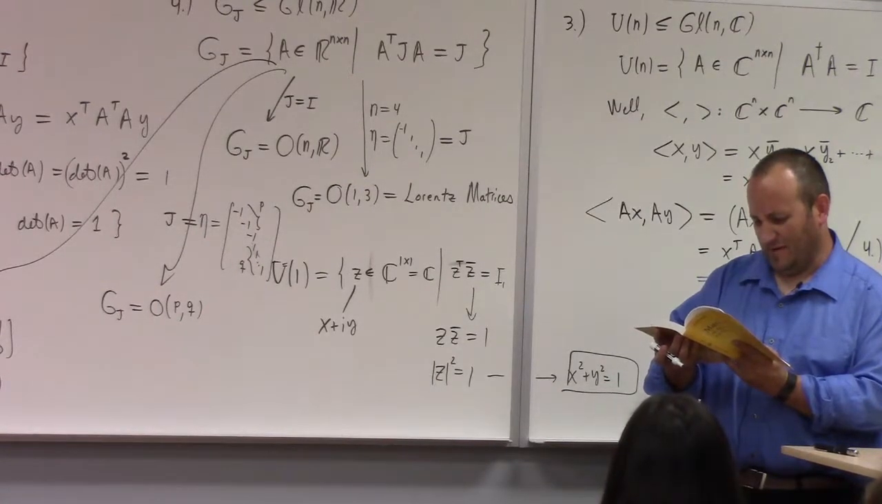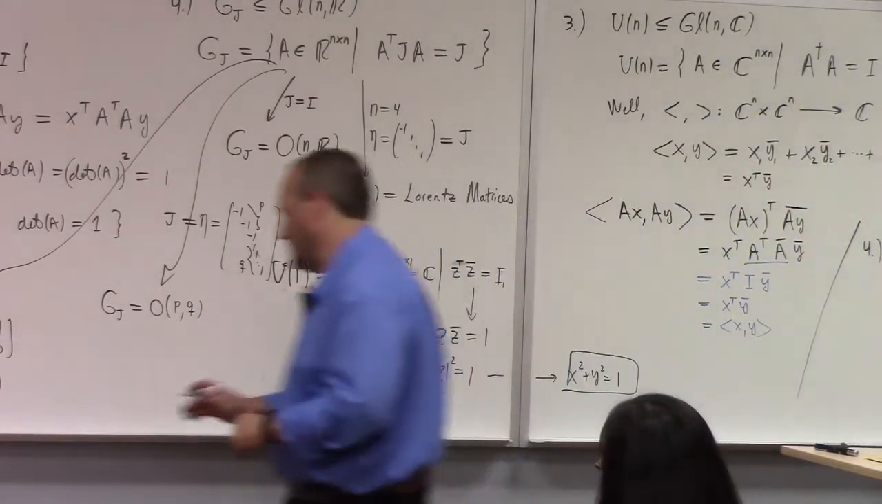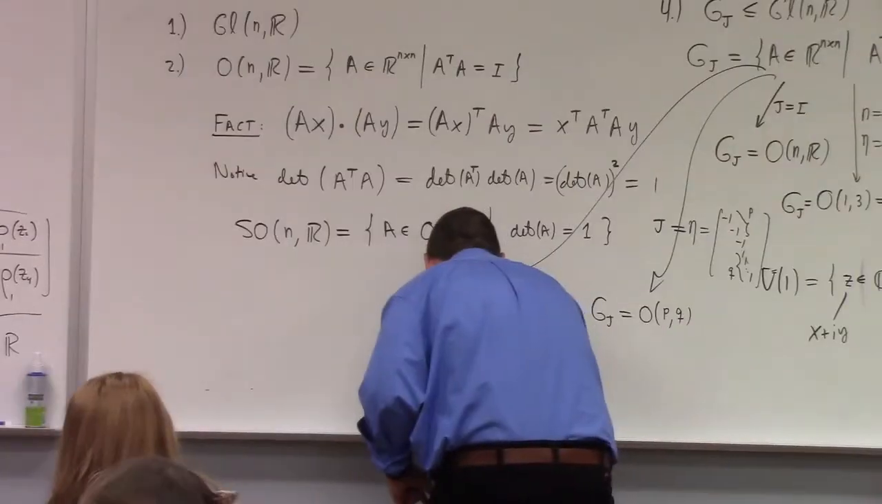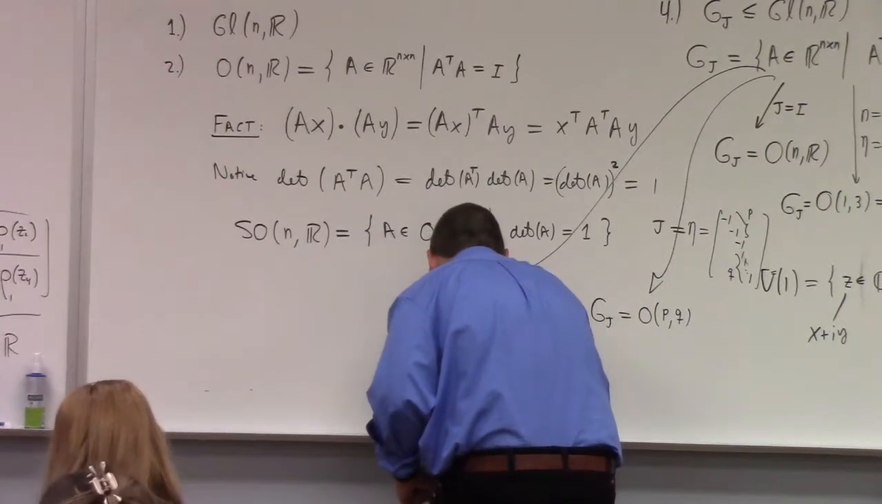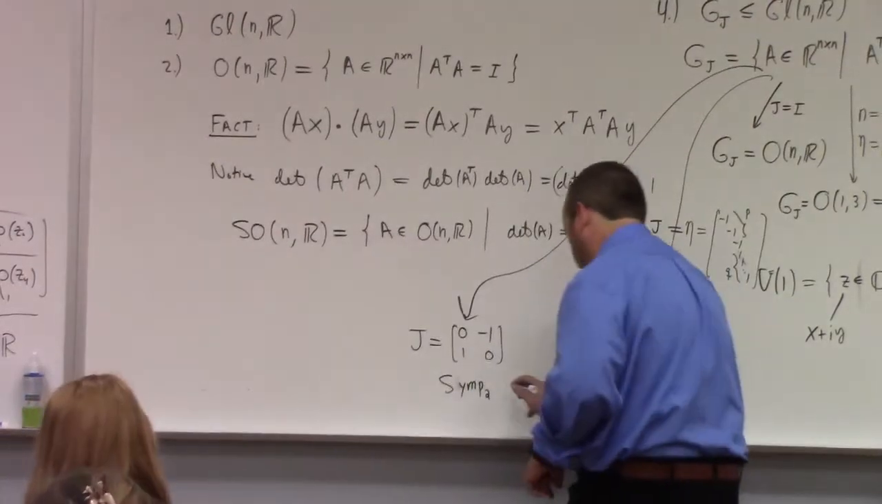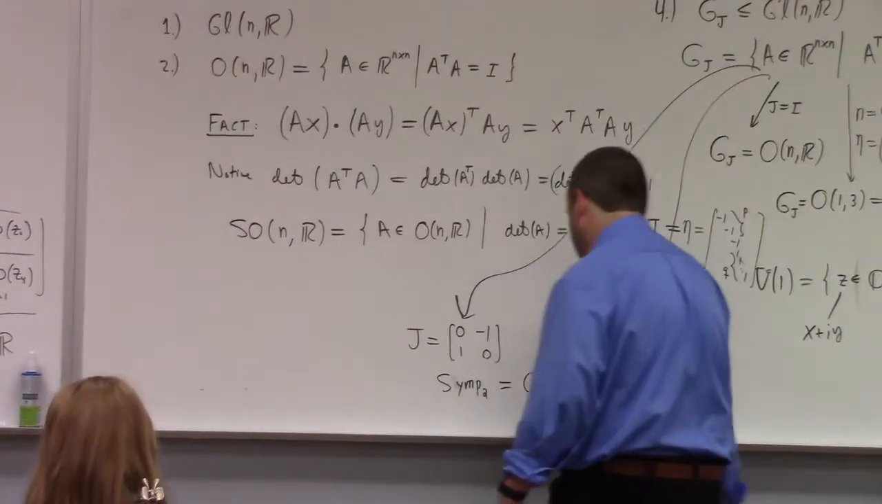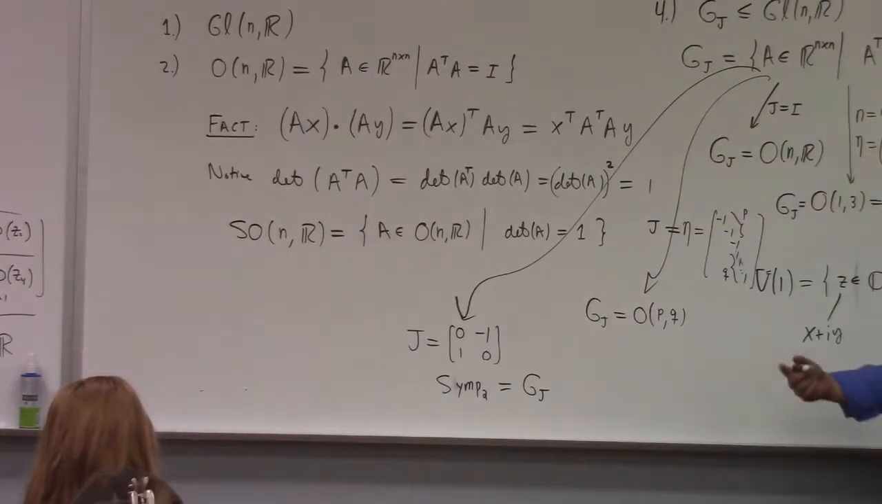All right, I'm getting there. Simp2m is a subset of GL2m. His notation, simp2, equal to GJ, I think. Symplectic 2x2 matrices.